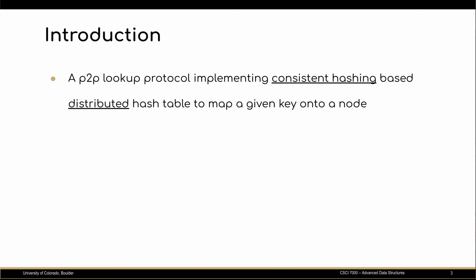So Chord is a P2P lookup protocol which implements a consistent hashing based distributed hash table. But the goal of Chord is very simple. For a given key, it maps onto a physical node or a virtual node. So it doesn't care about how the data is stored. That responsibility is on the client or the user. Chord only takes care of mapping a key onto a physical node or a virtual node. Here on, when I mention node, I'll just mean a physical node for simplicity.